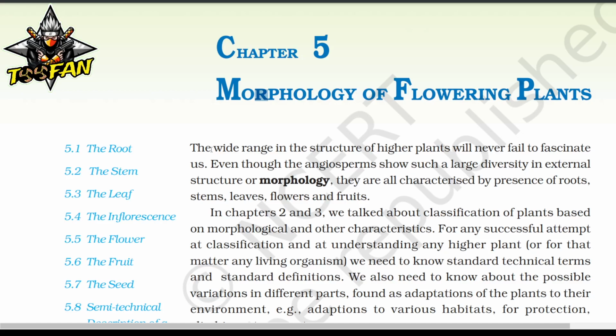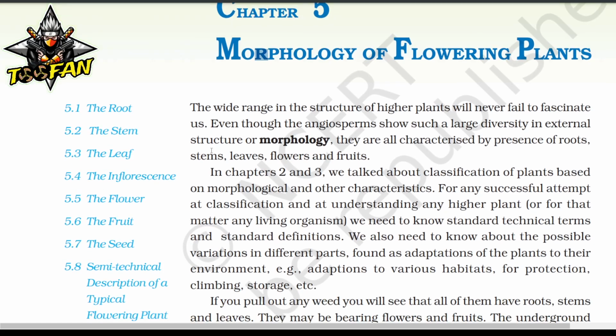In chapters 2 and 3, we talk about classification of plants based on morphology and other characteristics. For any successful attempt at classification, at understanding any higher plant, or for that matter any living organism, we need to know standard technical terms and standard definitions. We also need to know about the possible variation in different parts found as adaptation of plants to their environment, for example, adaptation to various habitats for protection, climbing, storage, etc.